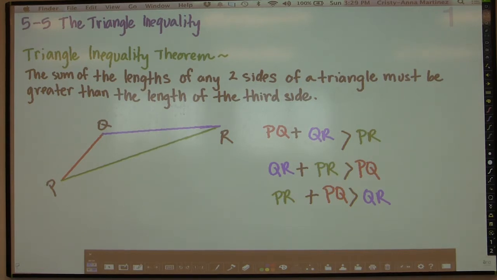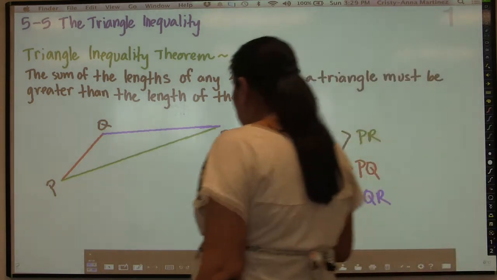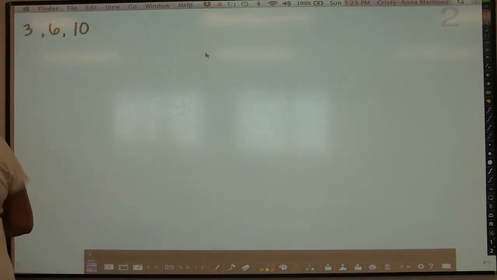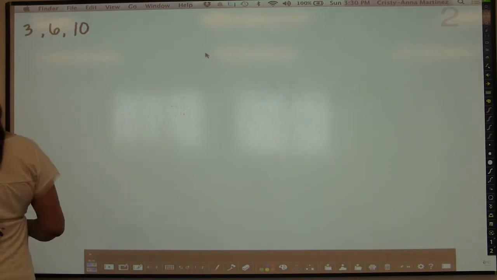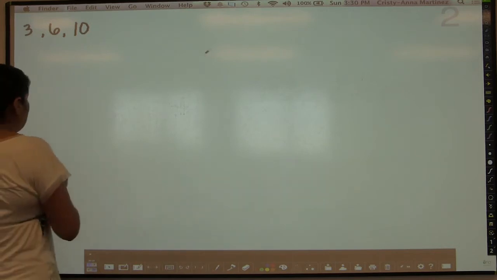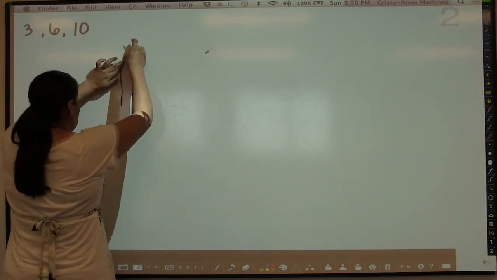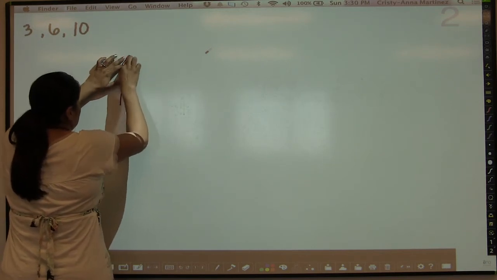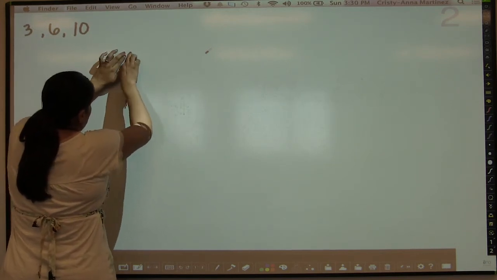But before I get to the actual theorem, I want to show you a hands-on kind of thing of what's going on with the triangle inequality theorem. Most people think that just because you have three sides, three different lengths, that you automatically can put those three lengths together and make a triangle. The triangle inequality theorem is basically here to show us that that is not always the case. There have to be some parameters for that to happen.